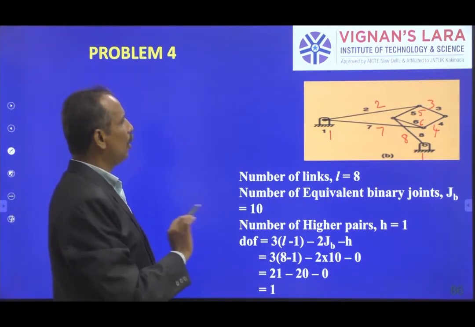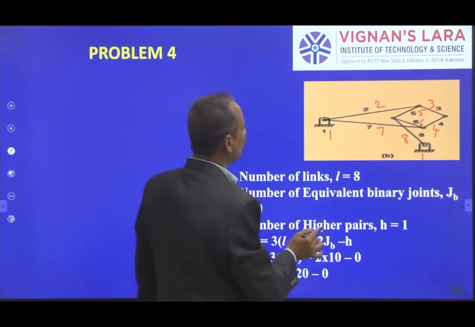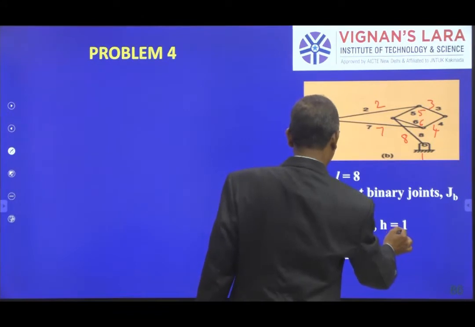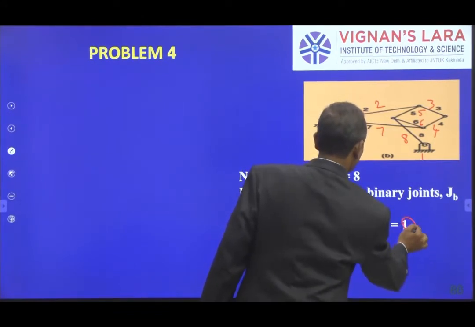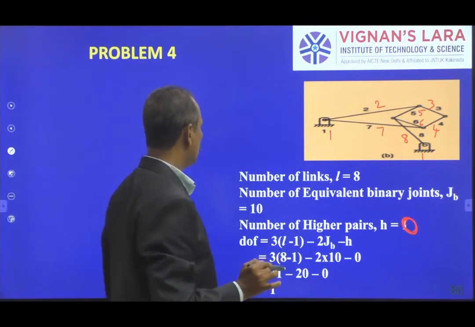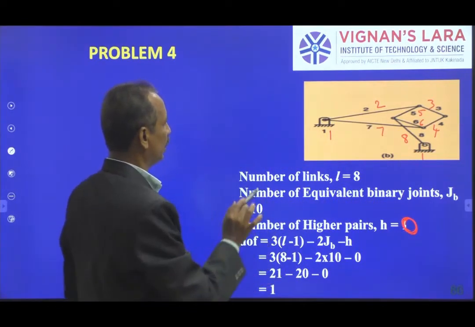Then there are no higher pairs here. So is there any higher pair here? So there are no higher pairs. This is actually 0. This is wrongly typed. H is equal to 0. There are no higher pairs here.